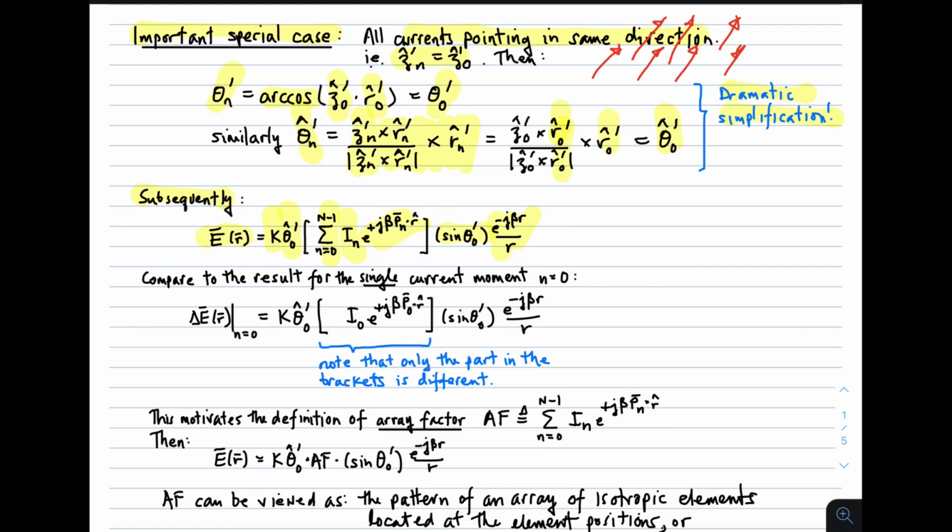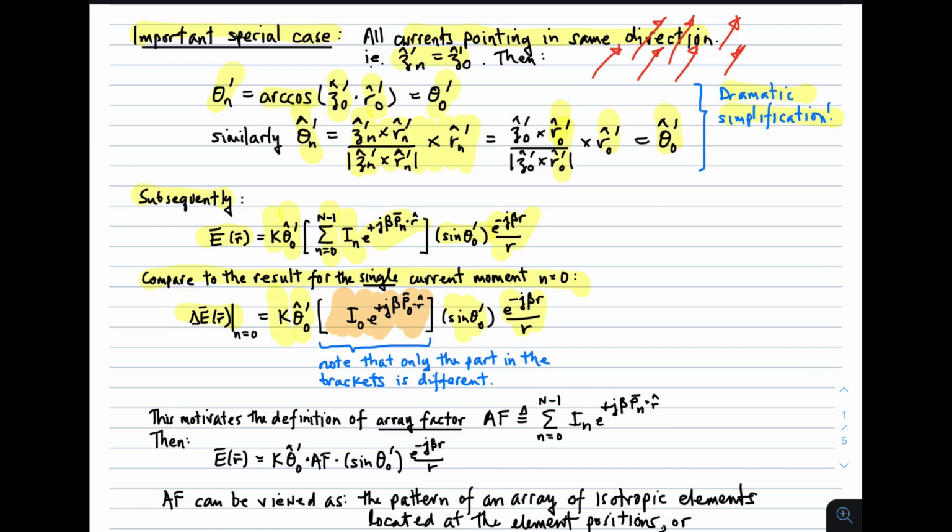Now just pause for a second and compare this result to the single current moment result. In other words, if we just take n equals 0, and write the expression for the electric field intensity for that one element in the exact same format, well, we get something which is identical except in one place. What's different is right here. It's simply one term out of that sum, namely the 0th term.